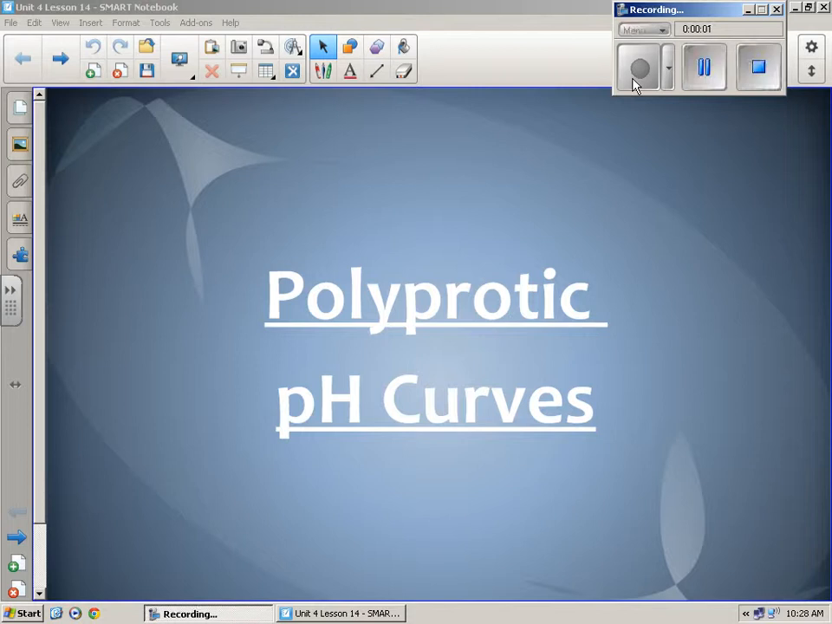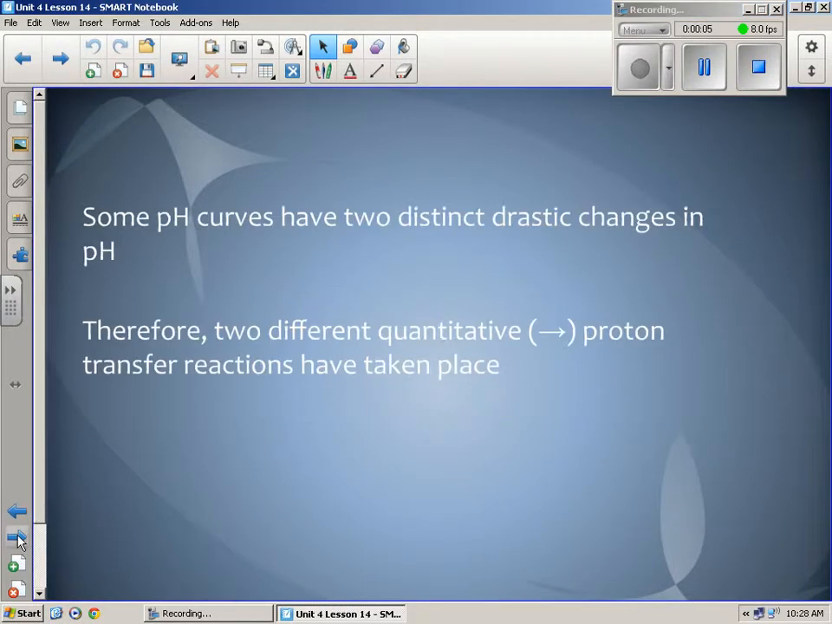Today we're going to talk about polyprotic pH curves. Polyprotic meaning many, of course. Some pH curves have two distinct, drastic changes in pH. So they'll have two sharp rises or two sharp drops. Therefore, there are two quantitative proton transfer reactions taking place.